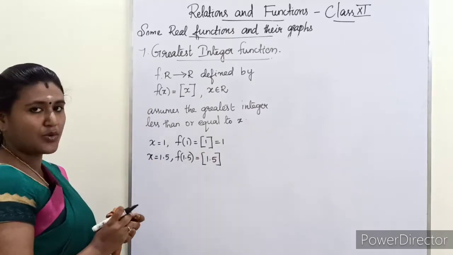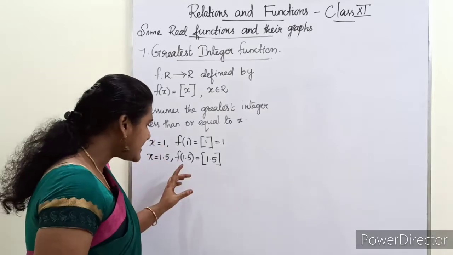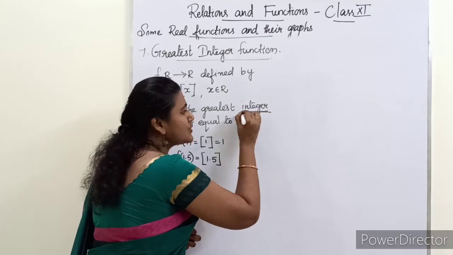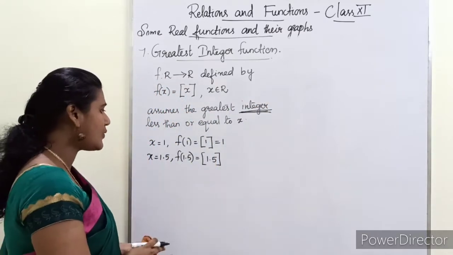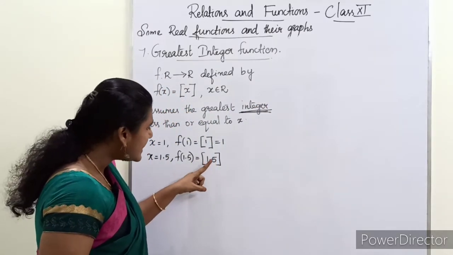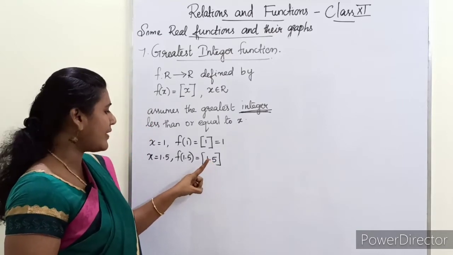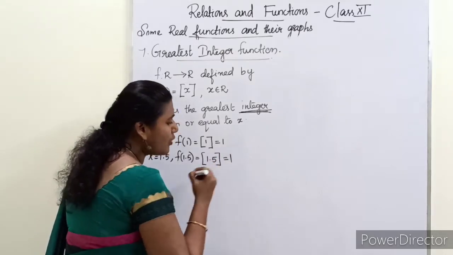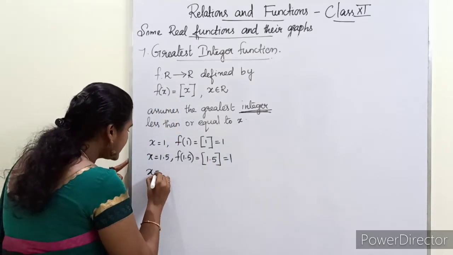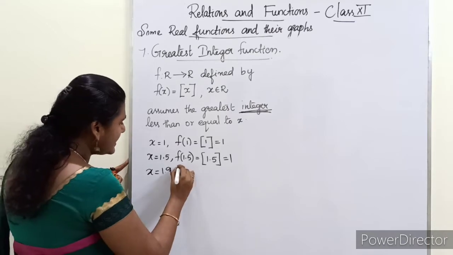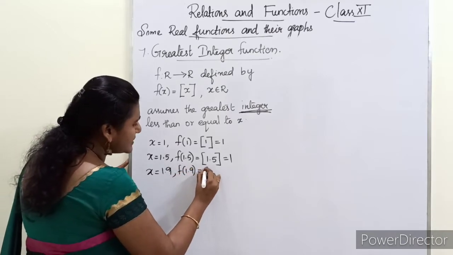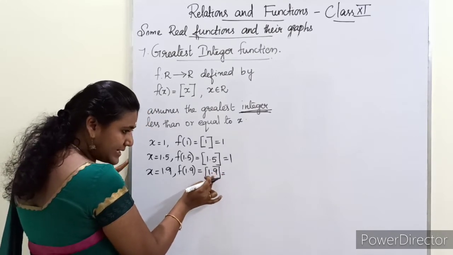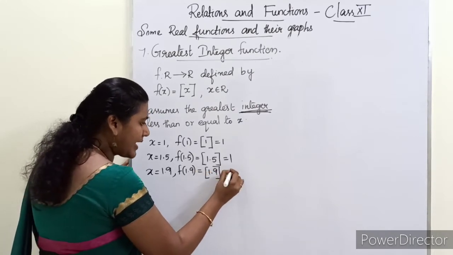So what is its meaning? You have to write the greatest integer less than or equal to 1.5. You have to write an integer only. You should not write real numbers. Can you say what is the greatest integer less than 1.5? It is 1. Then if you take x equal to 1.9, what is f of 1.9? That is the greatest integer function of 1.9, the greatest integer less than 1.9, which is 1.